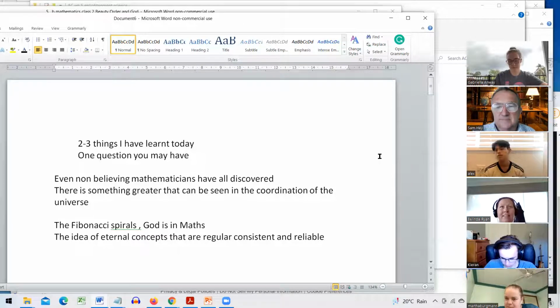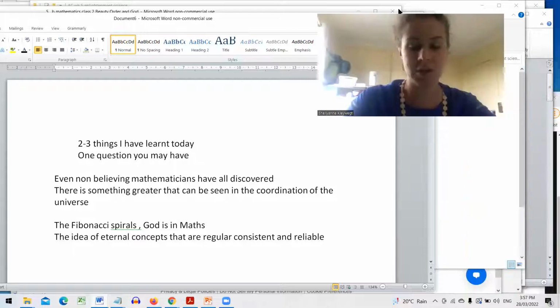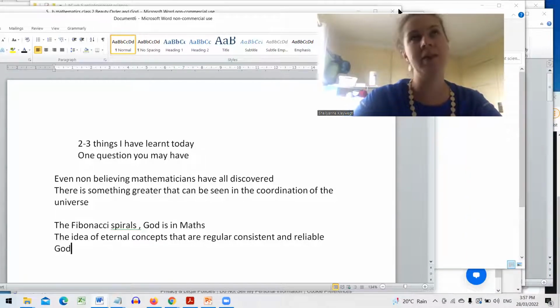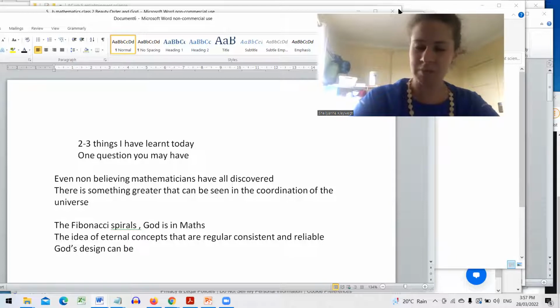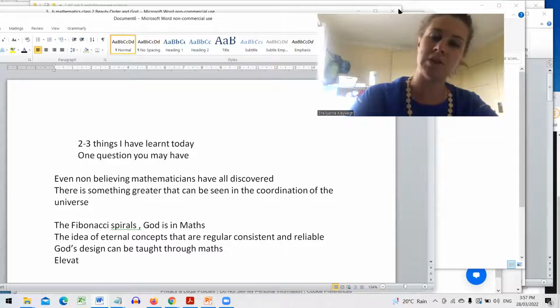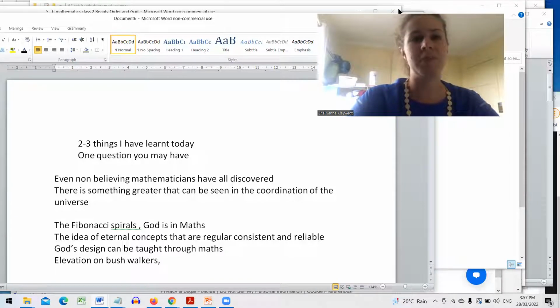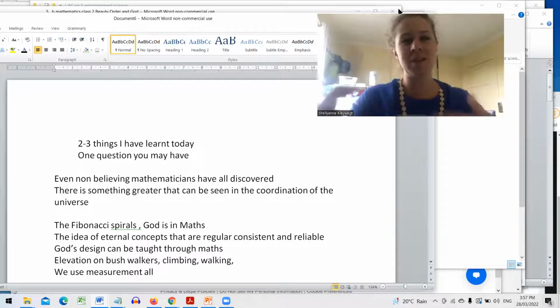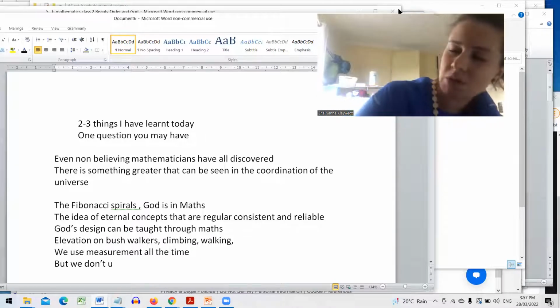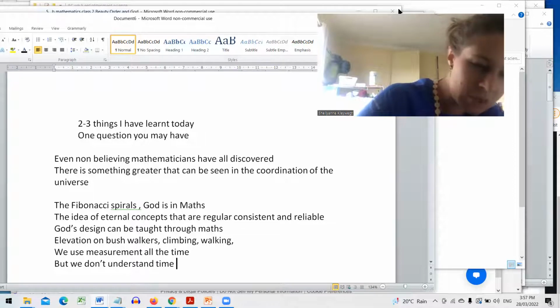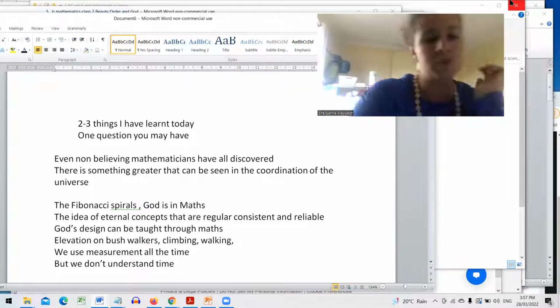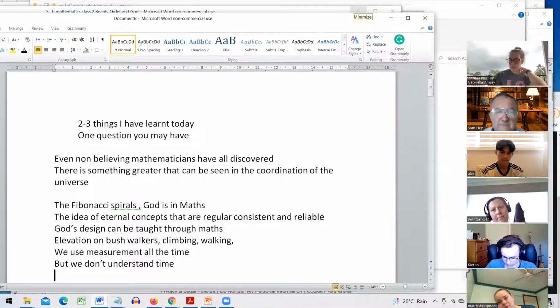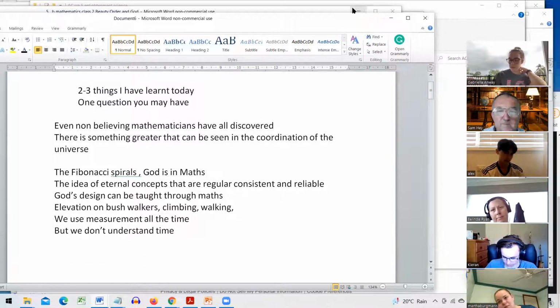Yeah, I guess just reminding and thinking about how God's design can be taught through math. And then I was thinking about the way that we measure elevation when we're going for a bushwalk, and we measure how much time it'll take to climb the elevation, and the way that we use measurement all the time, but we also don't understand time. And so I just kept thinking, how would you explicitly look at this for a week or for a unit, if you interrelated it into a unit on number?